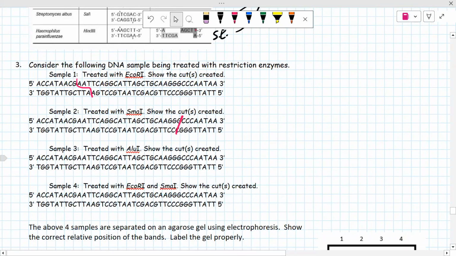AGCT. There it is, AGCT. There's the cut. I don't think there is another AGCT. If you see one, let me know.